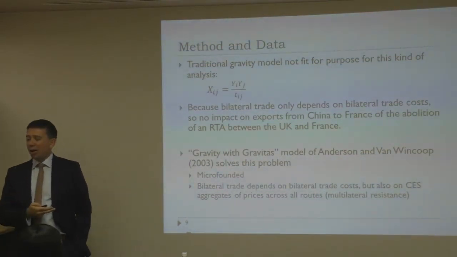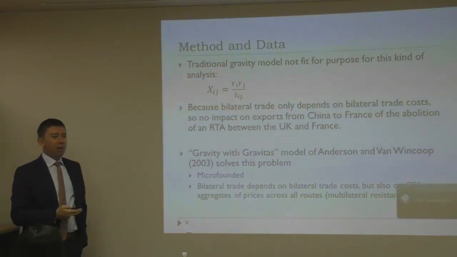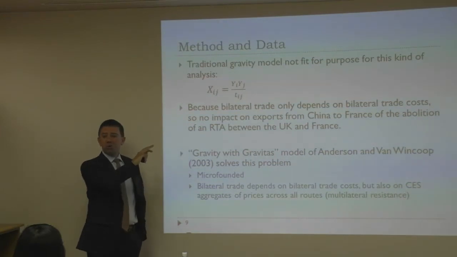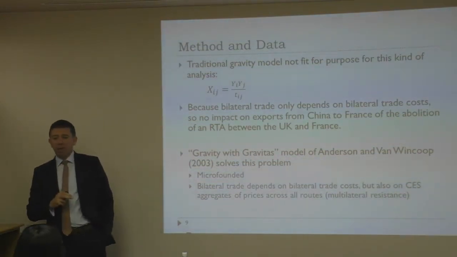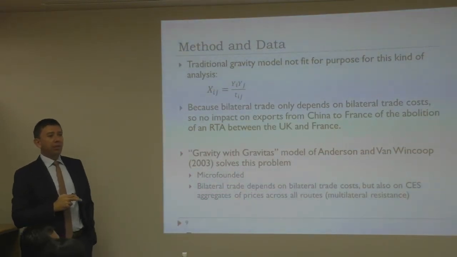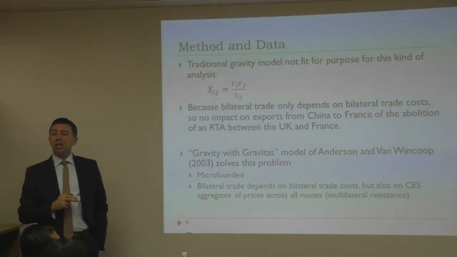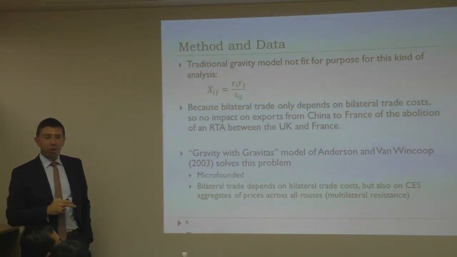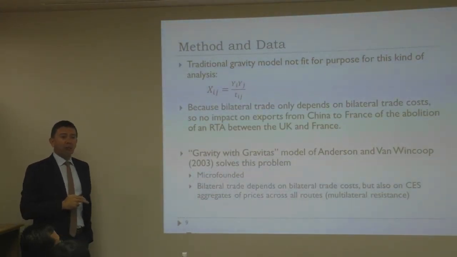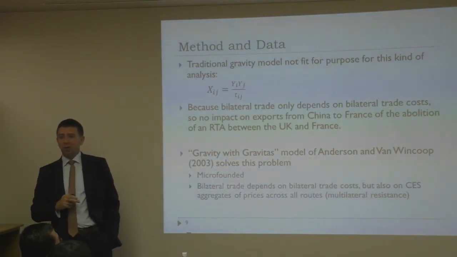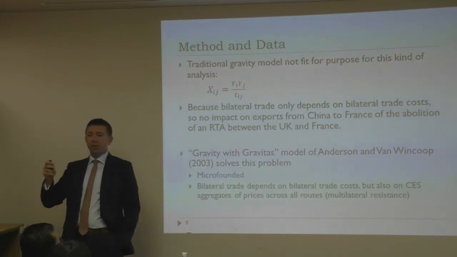This is well known, but it's often forgotten when people do empirical work. The first point is that if you use a traditional gravity model, like the one I've put up at the top, your answer to the question, what does NAFTA and Brexit have to do with Asia, is absolutely nothing. Because in the traditional gravity model, bilateral trade only depends on bilateral trade costs, plus GDP and all that other stuff.